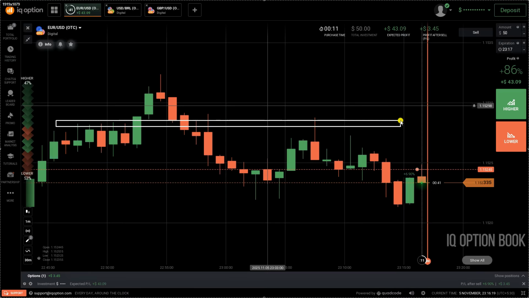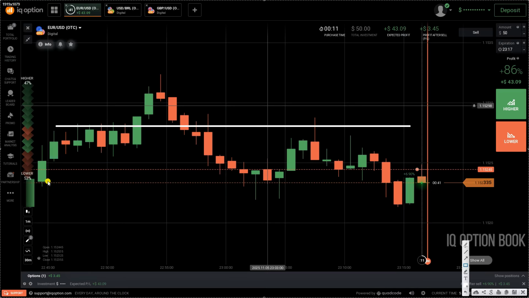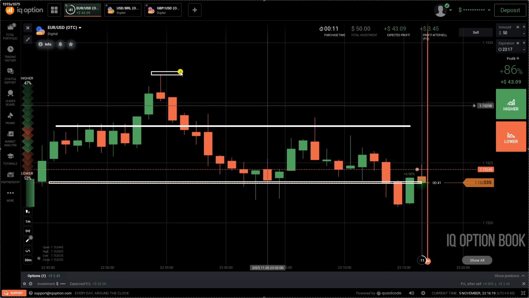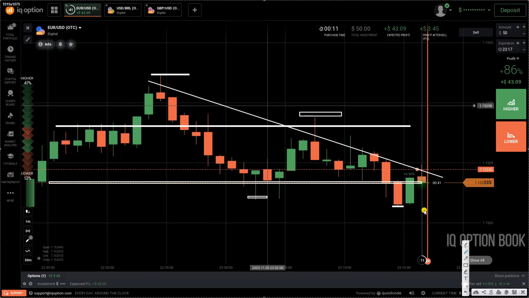We can add a resistance from the upper side and a support from the lower side. This is the top, which we call a lower high, and this is a lower low, lower high, and again the market makes a lower low. This indicates that after ranging between resistance and support, the market is moving downward with lower highs and lower lows. So we make it simple with the help of a trend line. This trend line also says that the market is in a downward direction.